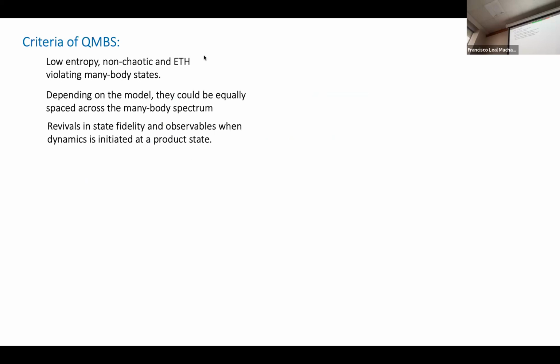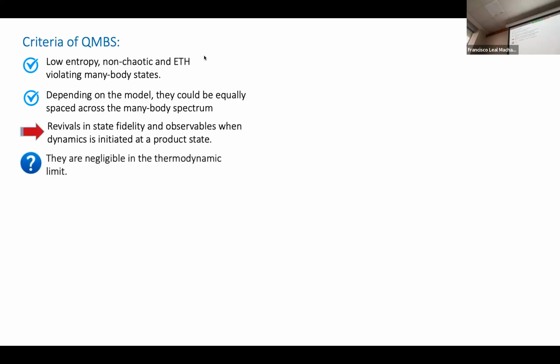Okay. So now let's remember the criteria of QMBS. The low entropy, non-chaotic, ETH-violating many-body states we have for the regular states. Depending on the model, they could be equally spaced across the many-body spectrum, and we do have some approximate equal spacing indeed for the regular states. As a result, we do have actual revivals in the state fidelity, and observables have these robust oscillations.